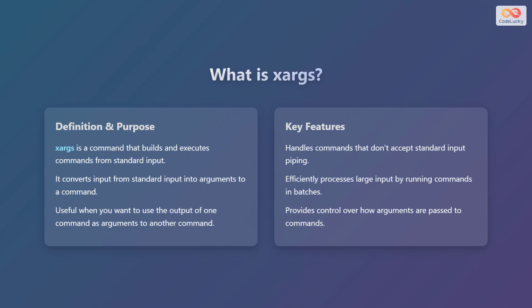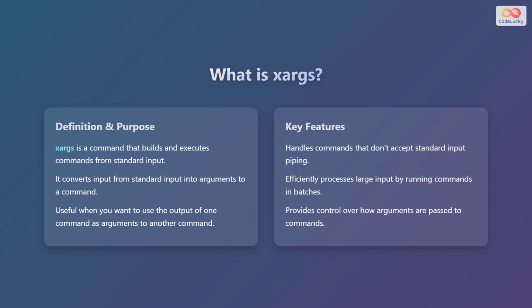So, what exactly is xargs? Well, xargs is a command that builds and executes other commands by taking arguments from standard input. It essentially converts input received, often from another command, into arguments that a different command can use. This is particularly handy when you need to use the output of one command as input for another. Think of it as a way to chain commands together in a more flexible manner.